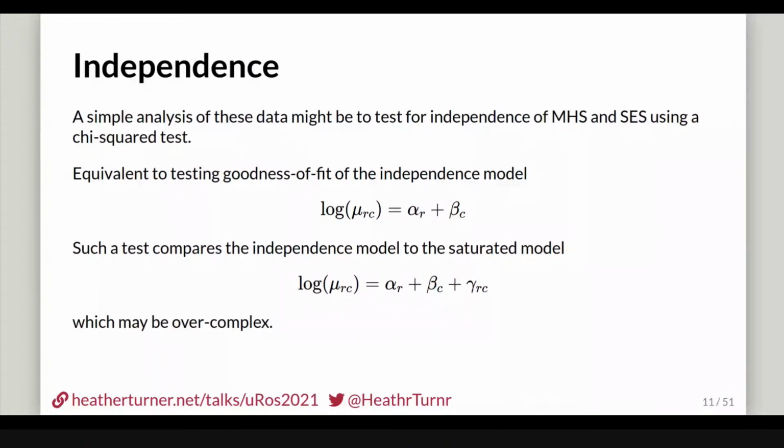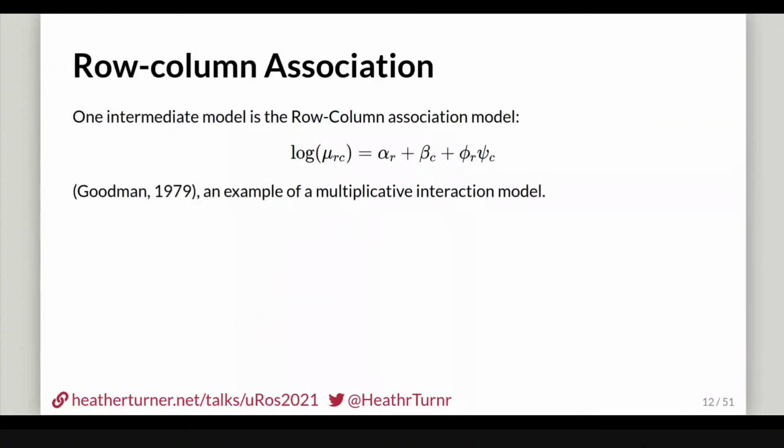So these are two quite extreme models where we're saying the factors are either completely independent or we need to model each cell individually. So we might decide that there's not independence, but going to the saturated model seems a bit extreme and possibly over complex. And people have proposed intermediate models, and one such model is the row-column association model proposed by Goodman some time ago. This is an example of a multiplicative interaction model, which is quite a common type of model in the generalized nonlinear model class.